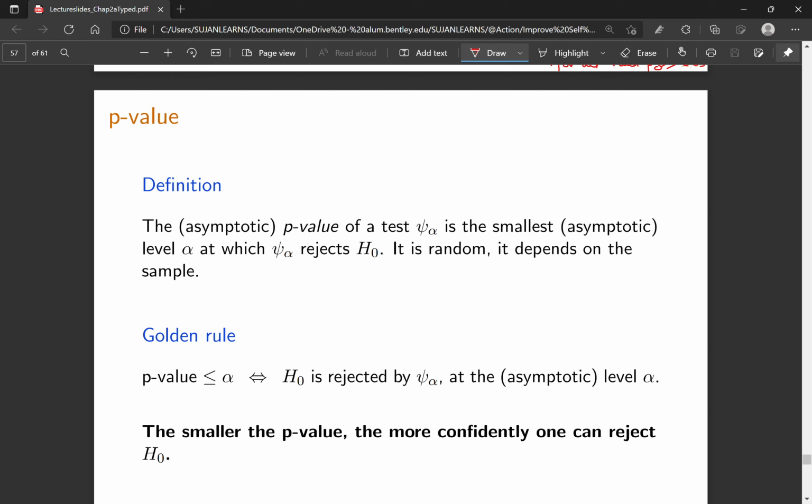If you go below that alpha, then you are not rejecting H naught anymore. So it is that alpha where you can still reject H naught, or the null hypothesis, and that's the alpha we are talking about, and that's how we get the p-value. The p-value is actually an alpha, and they both live in the same space.